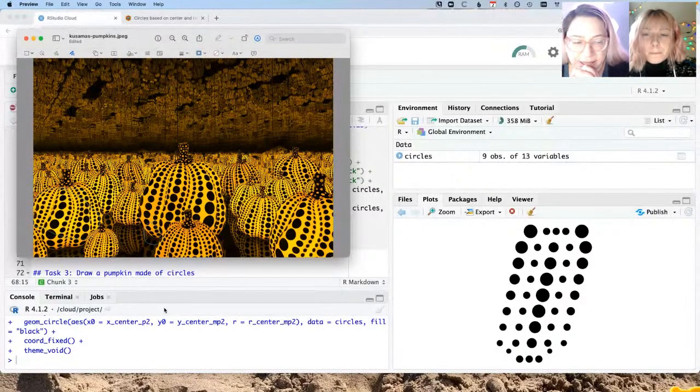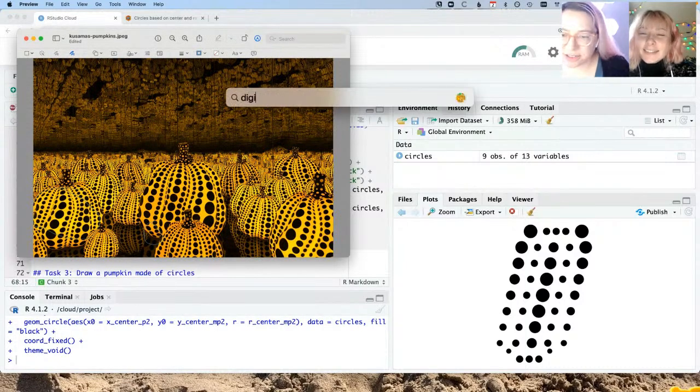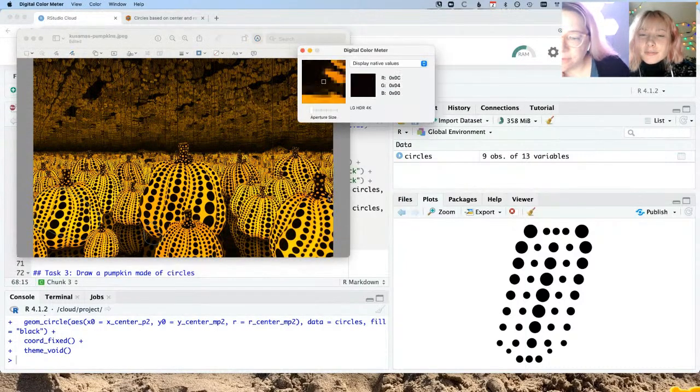So let's now try to change the background to yellow, maybe? Yeah, I think that sounds good. I'd love it if we could get one of the shades of yellow that are precisely on the photo. So let's do that. Let's use the digital color meter. That's my favorite thing to use on the computer.